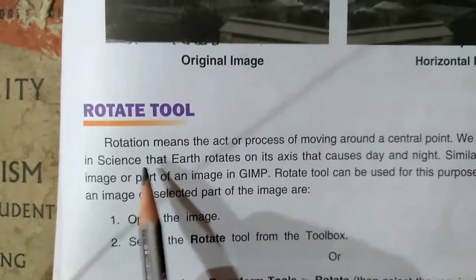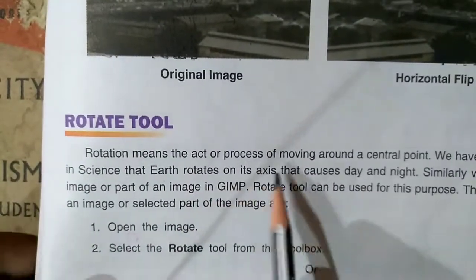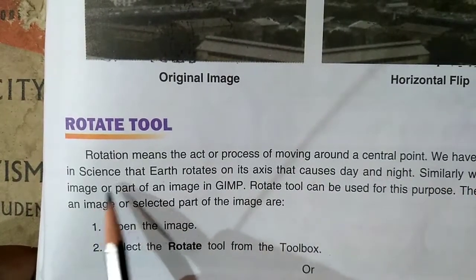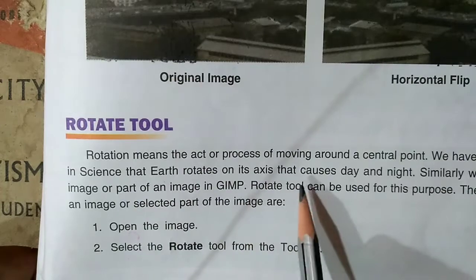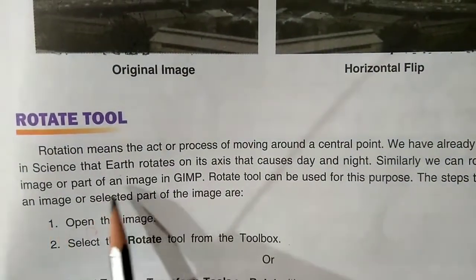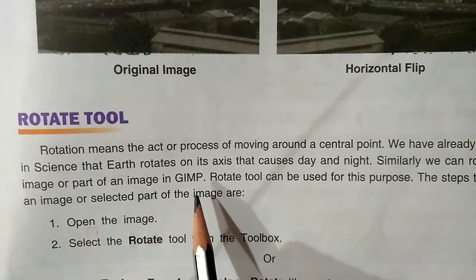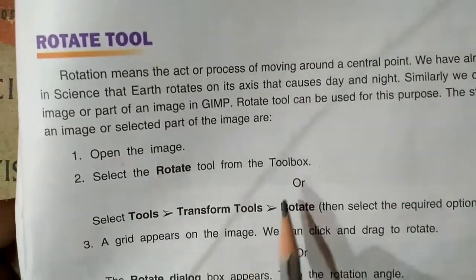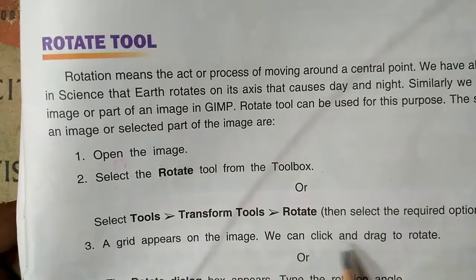Rotate tool. Rotation means the act or process of moving around a central point. We have already studied in science that Earth rotates on its axis that causes day and night. Similarly, we can rotate an image or part of an image in GIMP. Open the image, select the rotate tool from the toolbox. A grid appears on the image. You can click and drag to rotate.